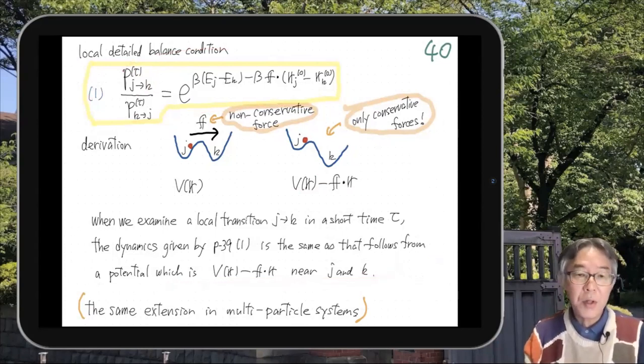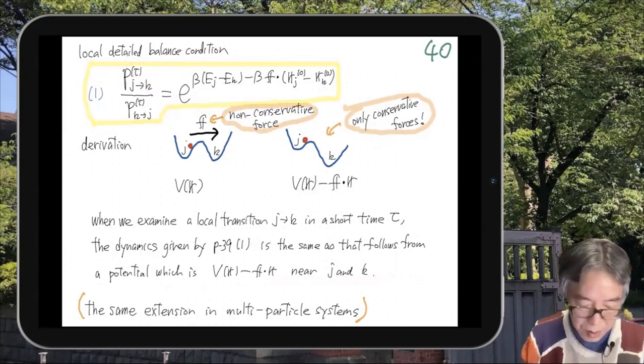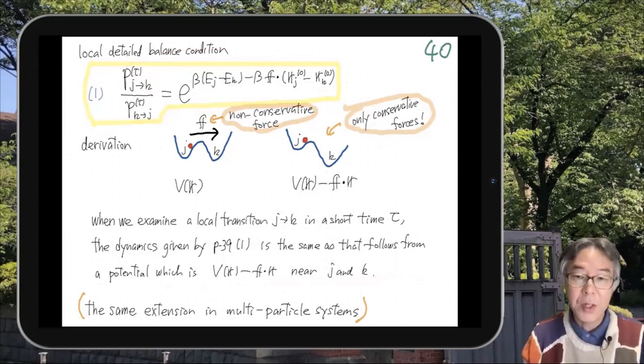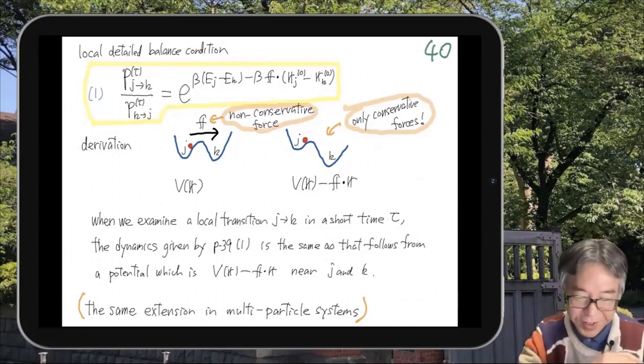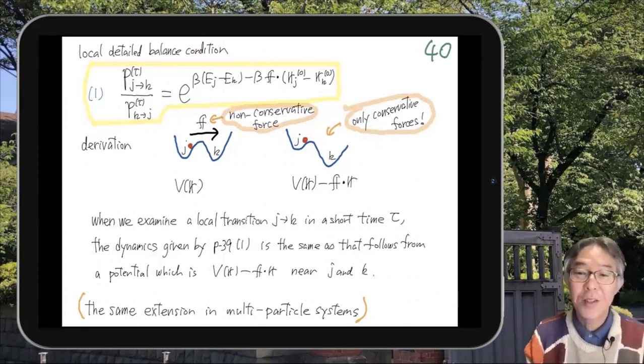Everything was for a single particle, but you can easily find that the same extension is possible for multi-particle systems like ionic conductors. That's a very realistic situation. So you want to apply an electric field to ionic conductors. And of course, periodic boundary condition is not realistic. But if we take an ionic conductor, apply an electric field, and impose periodic boundary condition, then we get this description.